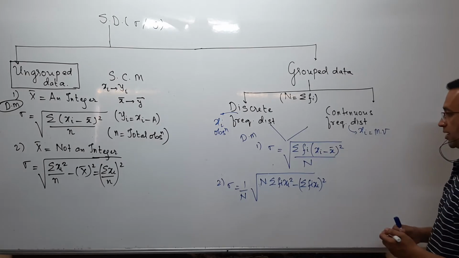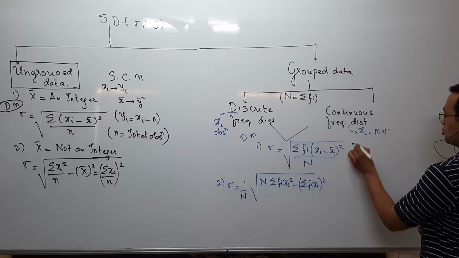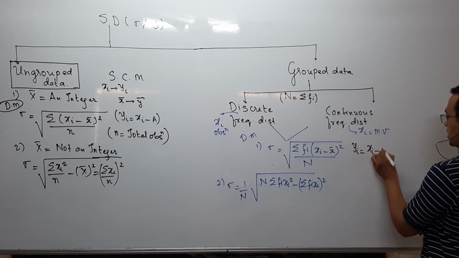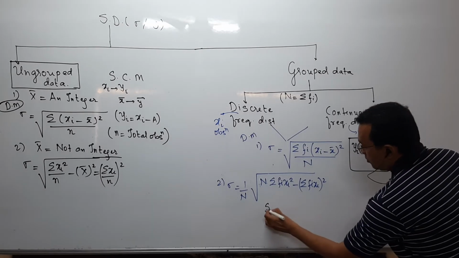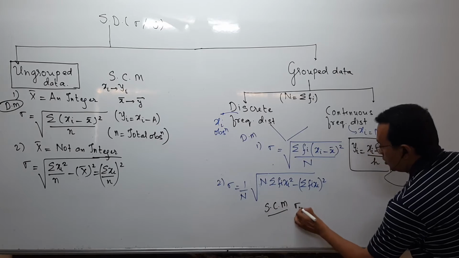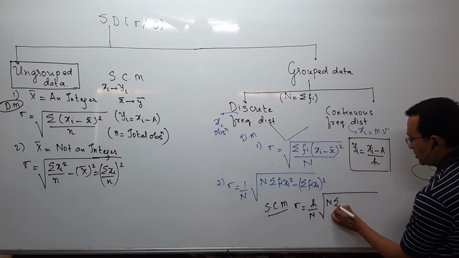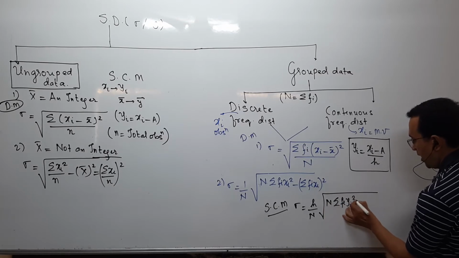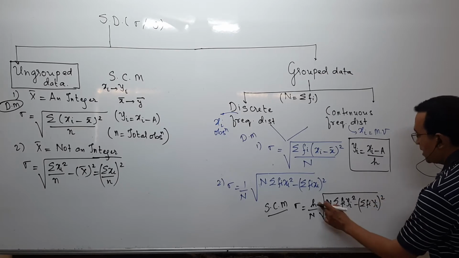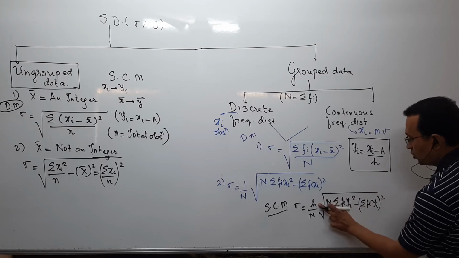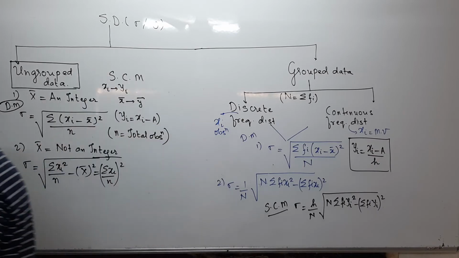Please remember. And students, if I write in the shortcut method y is equal to xi minus a upon h, then the SCM formula will be the same, but only h will be multiplied into under root of n into summation fi yi square minus summation fi yi the whole square. If we have divided by h, then we have to multiply by h. Otherwise, students, we write as this.